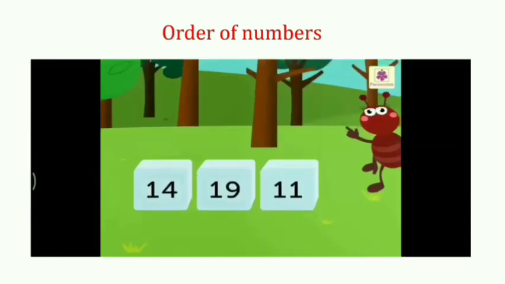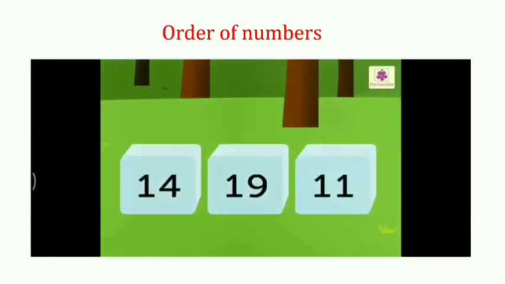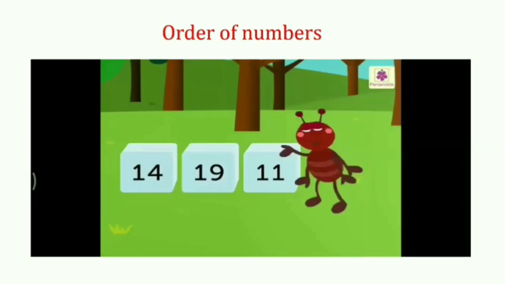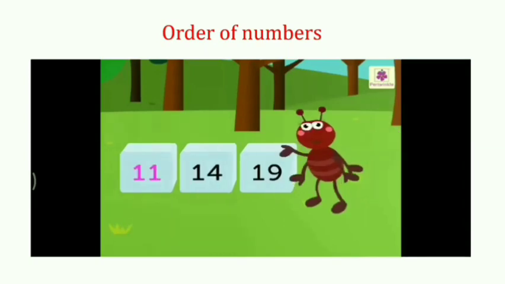Look, Tob got 3 new numbers to arrange in the ascending order. They are 14, 19, 11. Here there are 4 ones in 14, 9 ones in 19, and 1 one in 11. So, the smallest is 11 and the greatest is 19. Hence, the ascending order is 11, 14, 19.